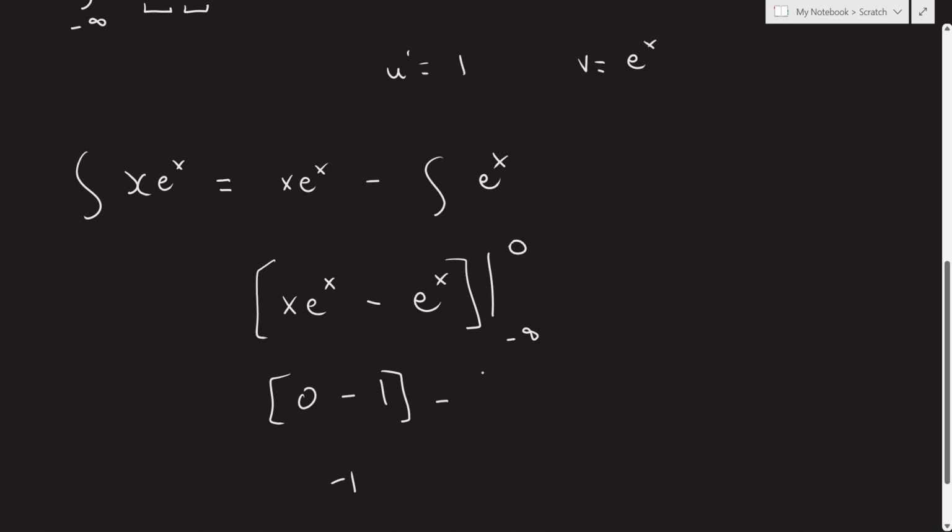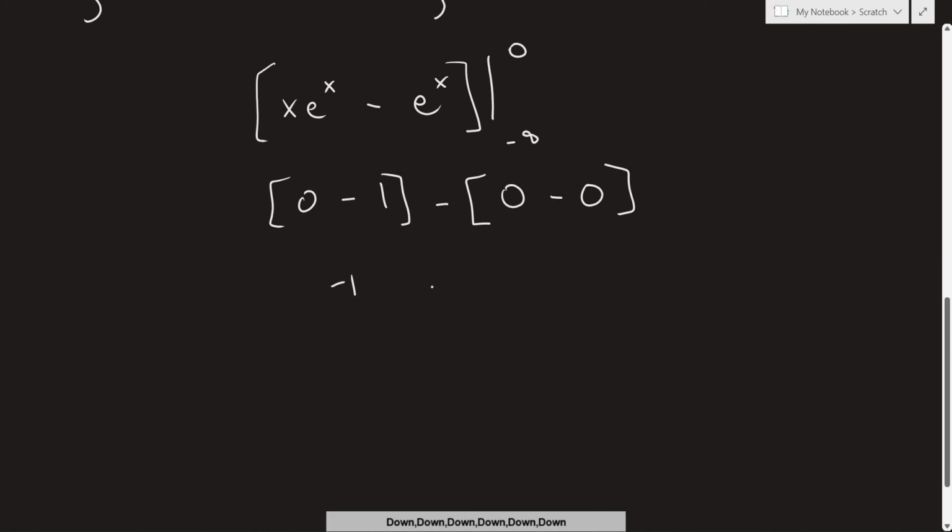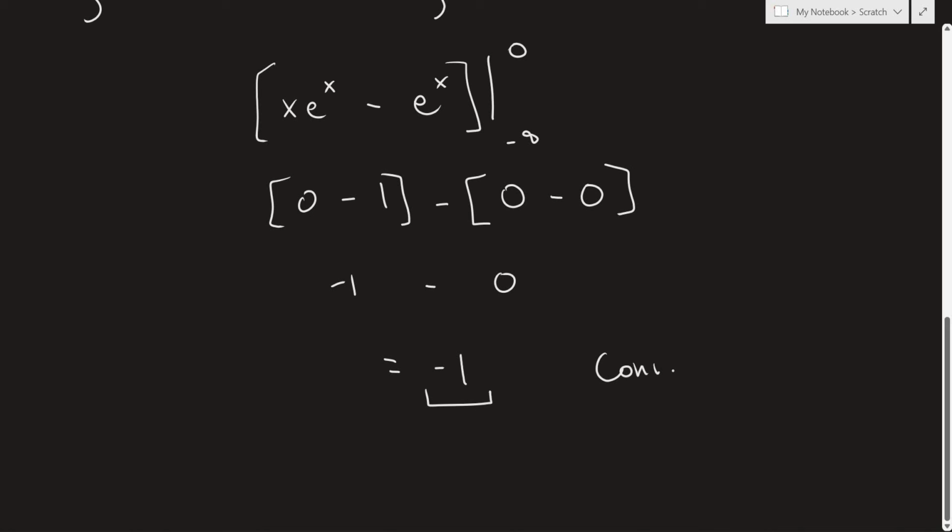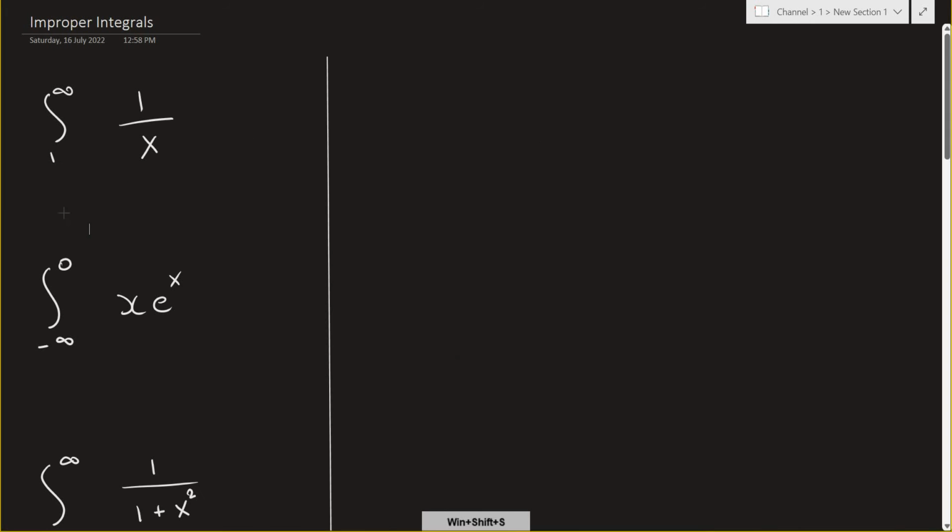Next is minus negative infinity. So, negative infinity here, e power negative infinity is 0. So, 0 minus e power negative infinity again is also 0. So, 0 and negative 1 minus 0 is simply negative 1. And since this is a number, this is convergence. Alright, next question.